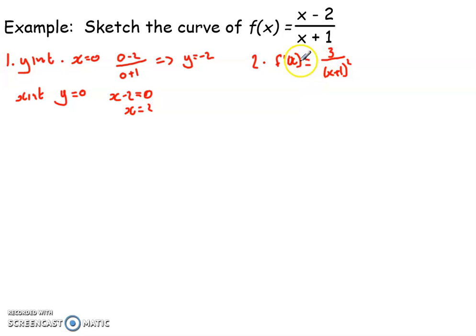What I then have to do is look at when this function is increasing and decreasing. Well, the denominator is a square number, so regardless of what value of x I put in there, I'm always going to get a positive. The top is 3, so that's always going to be positive.